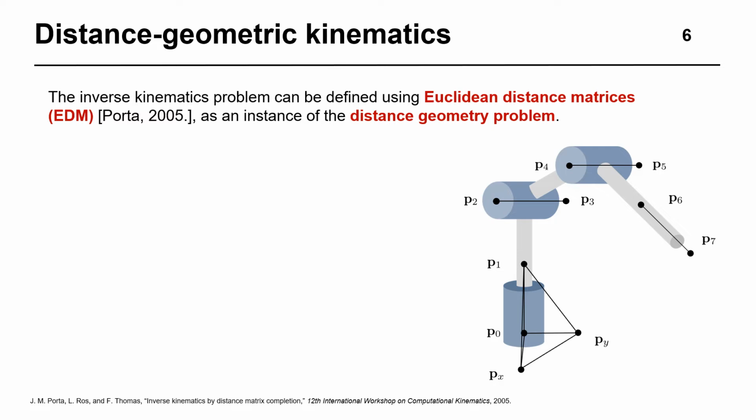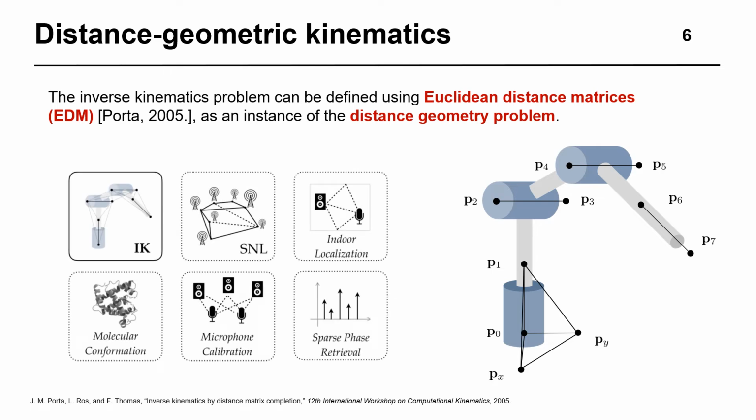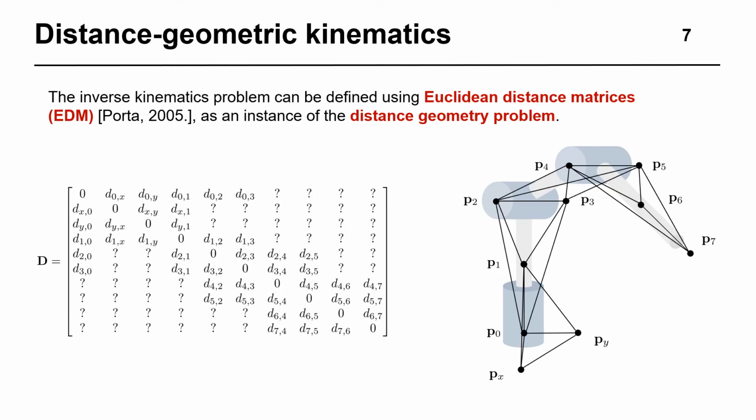The approach proposed in our paper is based on a Euclidean distance matrix, or EDM, of points rigidly attached to the robot's joints. This allows us to formulate inverse kinematics as a distance geometry problem, which occurs in applications such as sensor network localization and molecular conformation. We can fill out off-diagonal elements of an EDM describing the robot with distances induced by its link structure. These distances remain constant regardless of the robot's configuration.